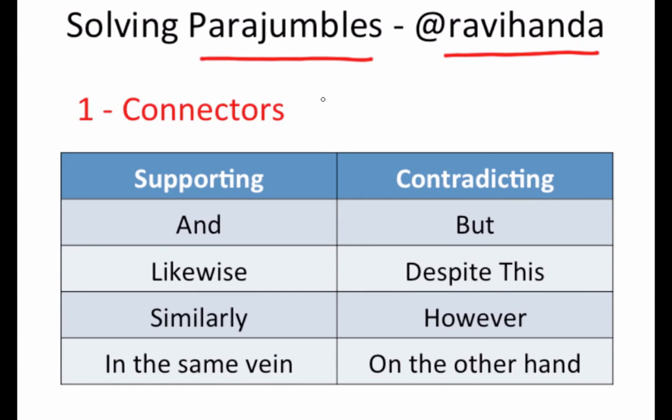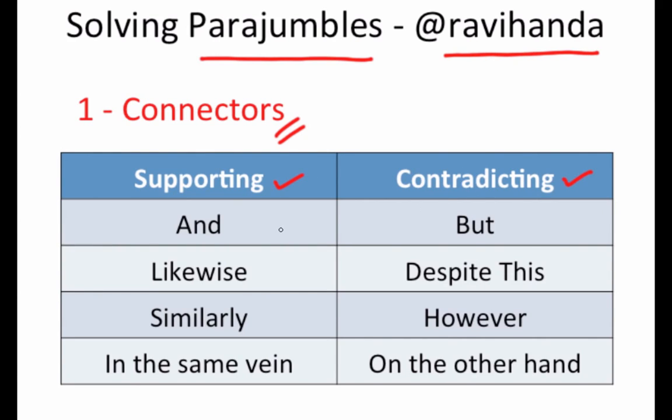So, to begin with, in solving parajumbles, the first thing that you should do is try and identify the connectors. Now, what are connectors? Well, connectors are words or phrases which can connect two statements, connect two sentences, and provide a logical connection. With the help of that logical connection, you might be able to form a coherent paragraph. These connectors can be of two types: supporting connectors or contradicting connectors.